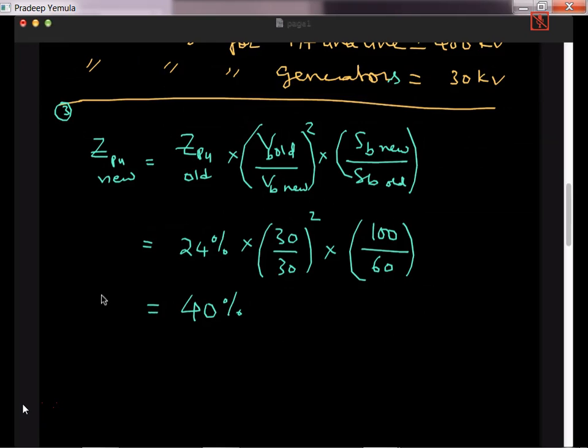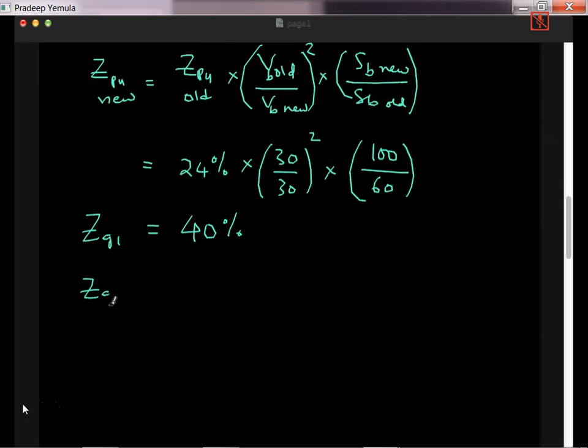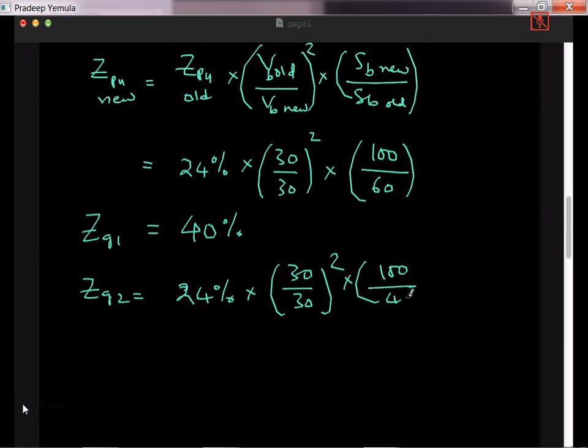So this is ZG1. Now what about ZG2? ZG2 will again be 24% multiplied by 30 by 30 square. This time it will be 100 by 40 MVA, because that's the rating of the second generator. So here I'll get 60%. Now I have everything.